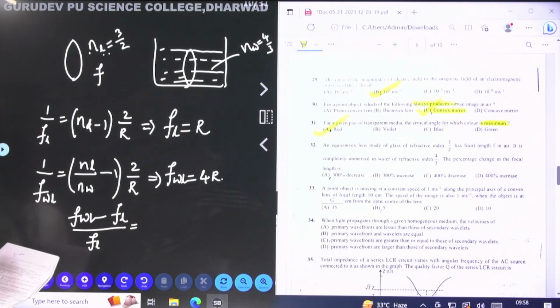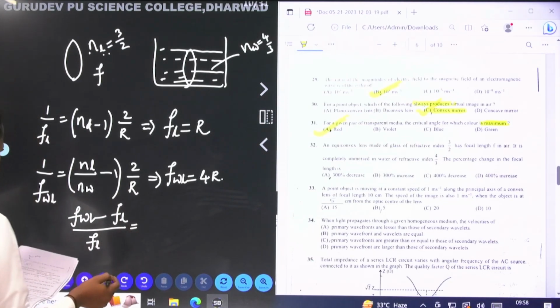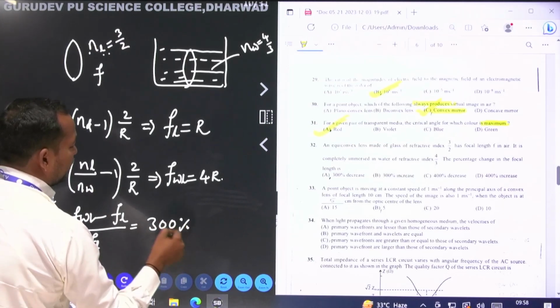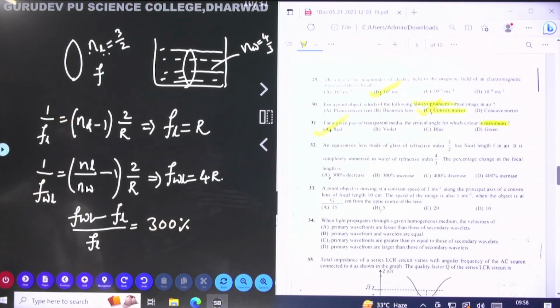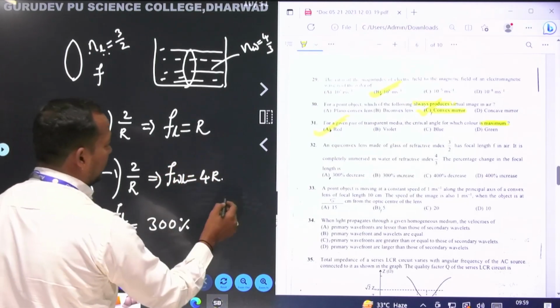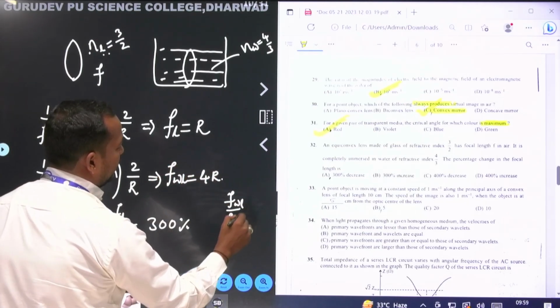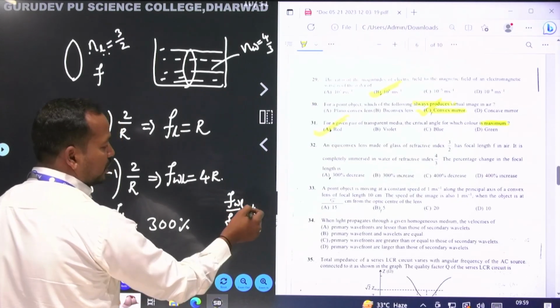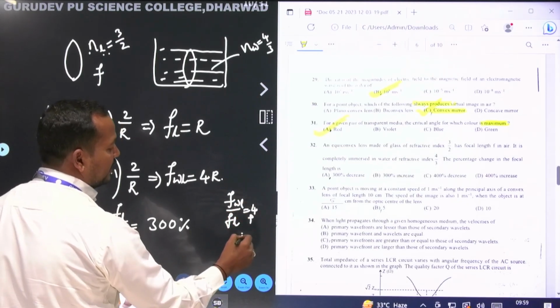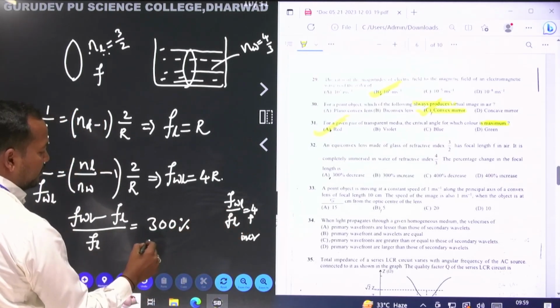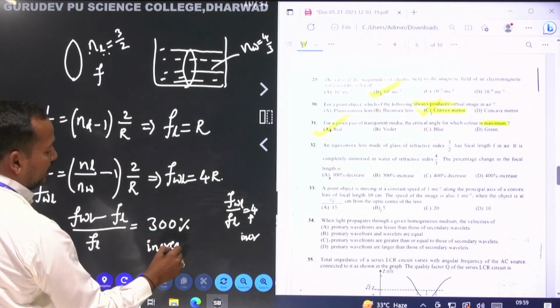If you find this one, you will get the answer. If you substitute these values, you will get 300%. And whether it is an increase or decrease, how are you going to calculate? That is by using these two formulas. FWL divided by FL is equal to 4, which is positive. If it is positive, it is increasing. Therefore, the value is increasing. So 300% increase.